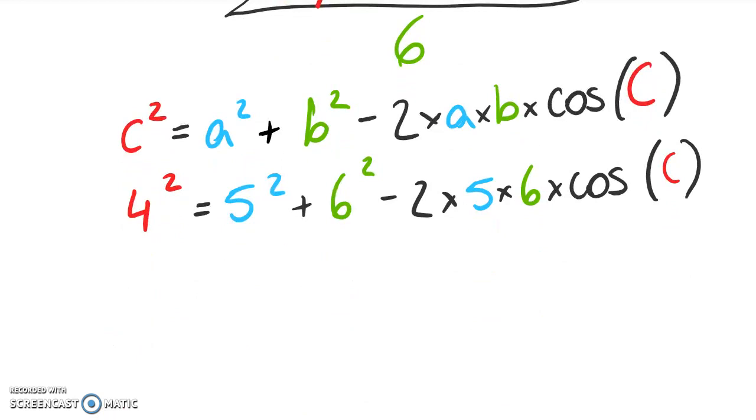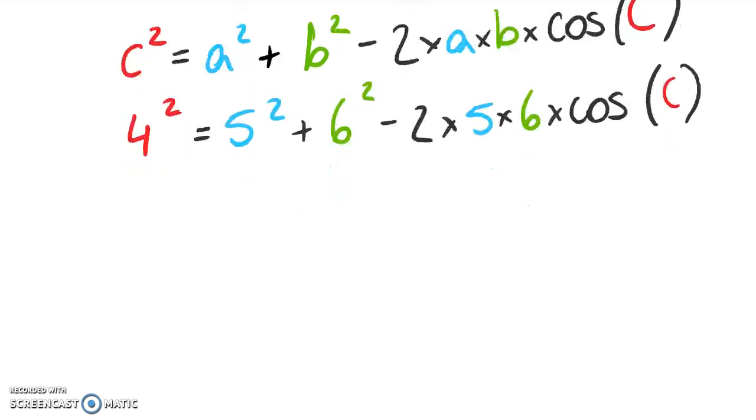What we're going to have to do is rearrange. The easiest way for us to do that is we'll pull the 4 squared across to the right, and we'll move this 2 times 5 times 6 times cos of C over to the left. So when we do that, our 2 times 5 times 6 cos of C becomes positive, and it's actually 60 cos of C.